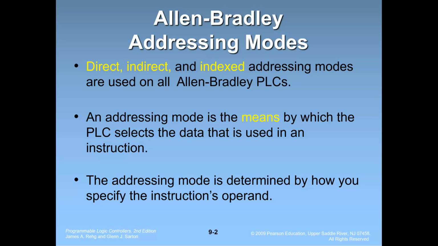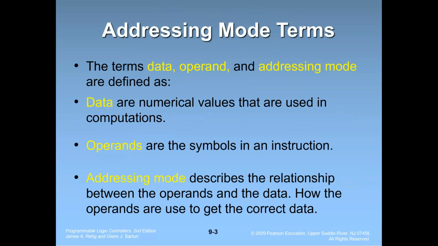Now, in order to understand different addressing modes, it is important to understand the definition of data, operand, and addressing mode. Okay, what is data? Data is the numerical value that we use for our computation, and then we save this data somewhere in memory. We have operand, and operand is the symbol in an instruction which is pointing to the location of the data that we want to use for our program. And addressing mode describes the relationship between this operand and the data.